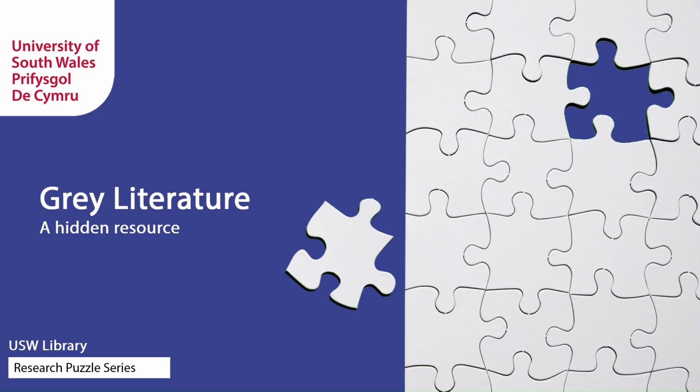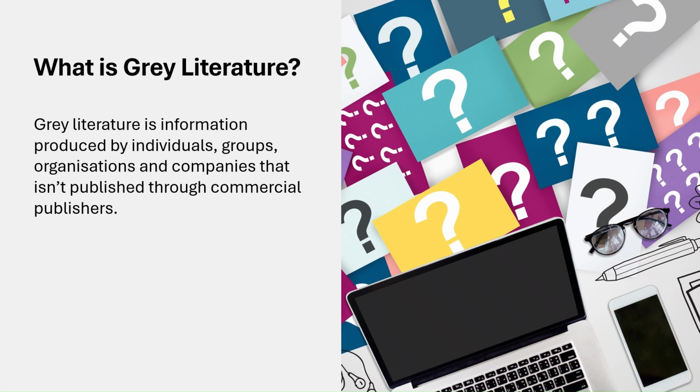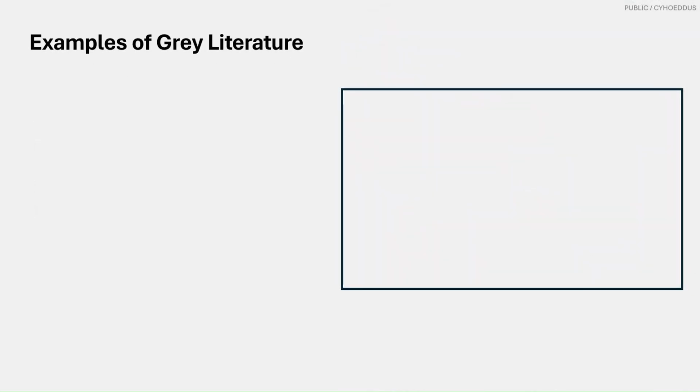Grey literature, a hidden resource. What is grey literature? It is information produced by individuals, groups, organizations, and companies that isn't published through commercial publishers. But what exactly is grey literature? Here are some examples of grey literature.